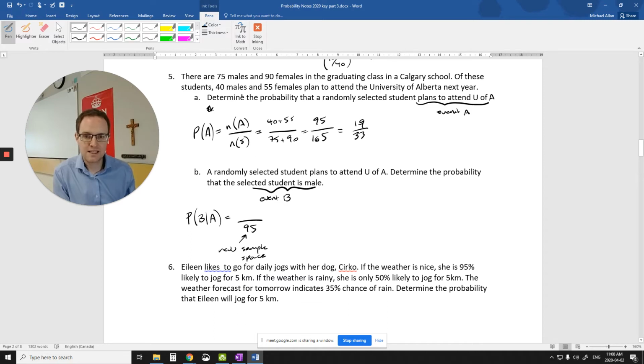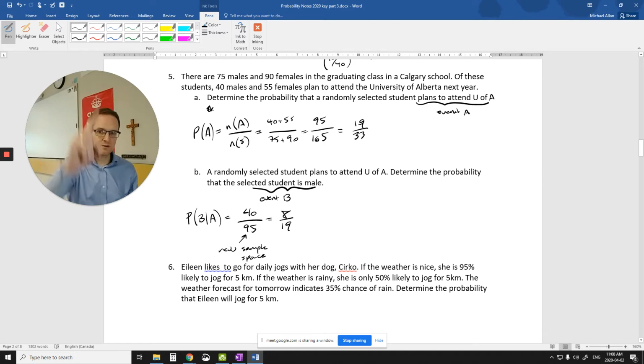Now, of that sample space, 40 of them are male students. And then I can just reduce this down to 8 over 19. There you go.